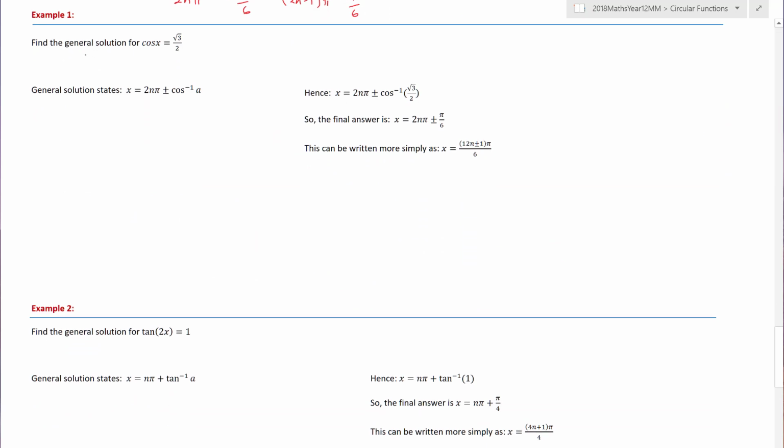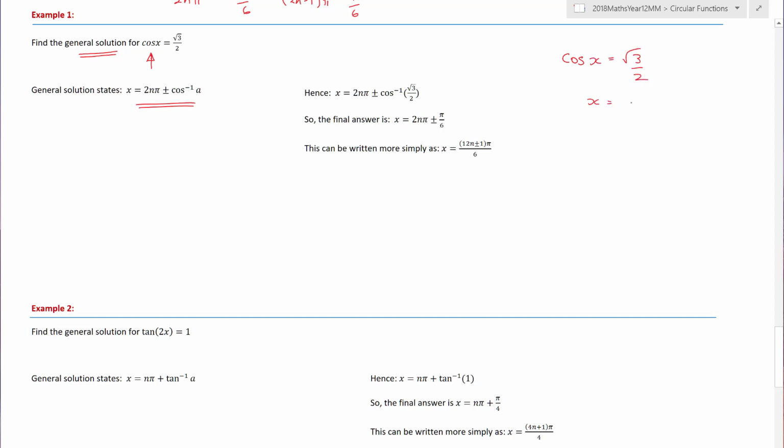First things first, when a question says find the general solution, it is asking you to use this specific theory. All right, so find the general solution for cos x. I am looking for cos here, so I would write down what my general solution for cos was. x is equal to 2n pi plus or minus cos to the minus 1 of a. What was the value of a? Well, we would be looking for the cosine of x is equal to root 3 on 2.